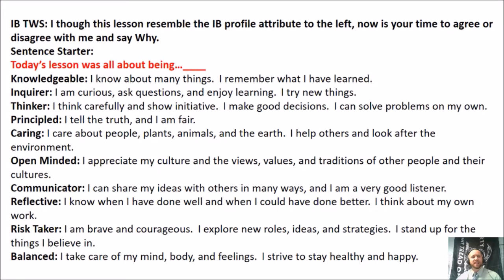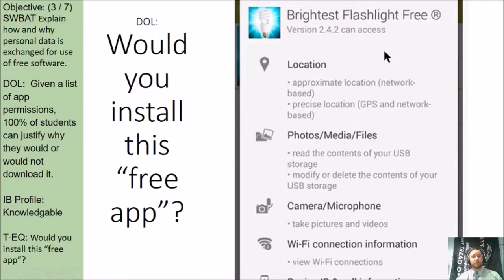So since it's the end of the lesson, go ahead and choose one of these profile attributes to fill into the blank and justify why you're thinking that today's lesson was one of these things. And for your DOL here, would you install this free app? So the app says Brightest Flashlight Free, version 2.4.2. And what can it access?